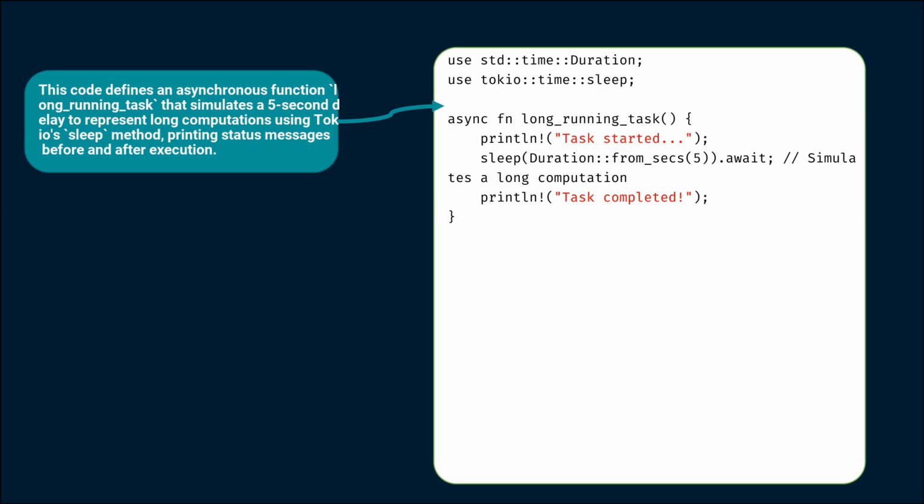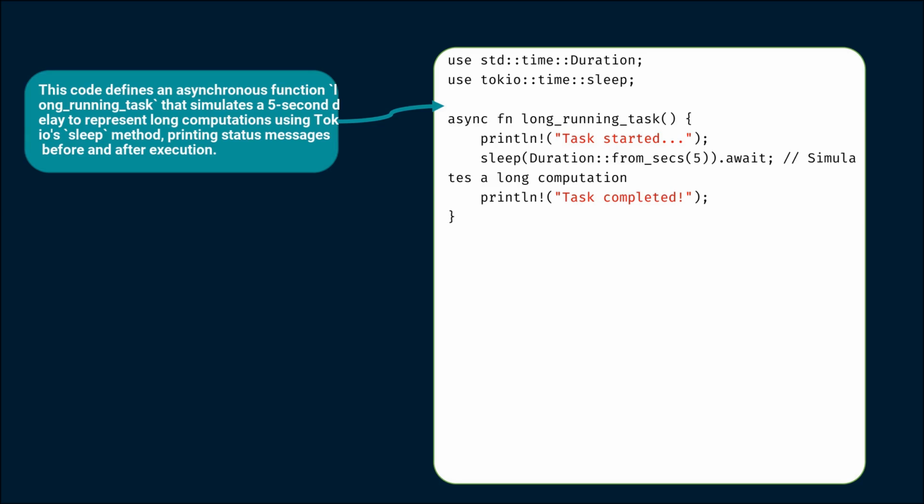We then make use of the sleep function, passing in a duration of 5 seconds. The key detail here is the use of the await keyword, which tells the Rust runtime to suspend the execution of this function until the sleep duration is over. This allows other asynchronous tasks to execute concurrently. Finally, once the 5 seconds have passed, we print a completion message.